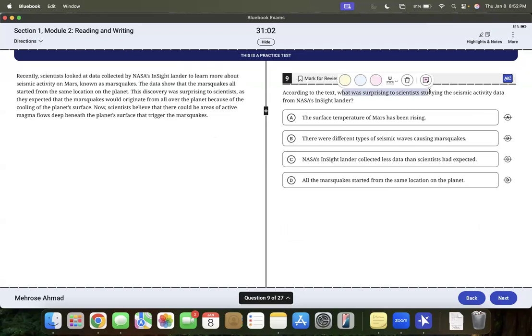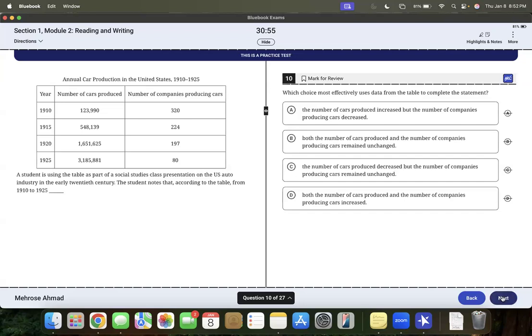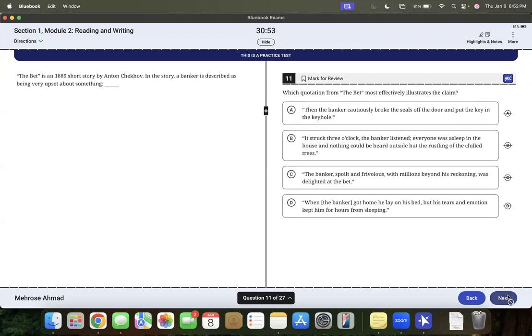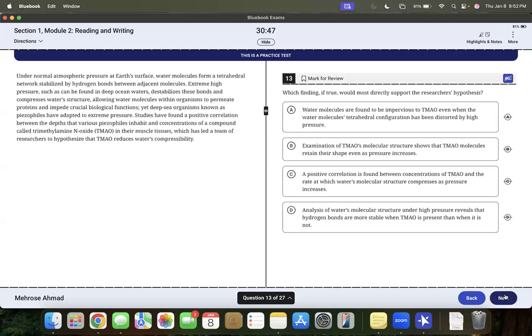This is a specific detail question. What was surprising to scientists studying the seismic activity? This just requires close reading. We've sort of done questions like these already. Data from the table, we've done questions like these already. Quotation from the text illustrates this claim. We just did a question like this.